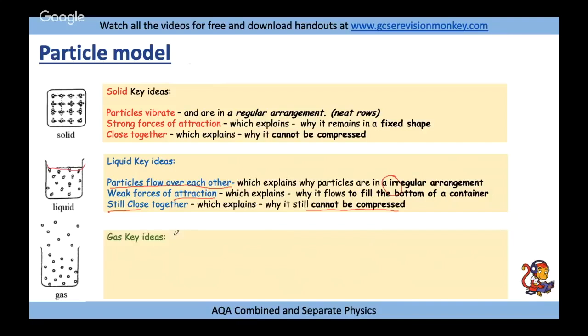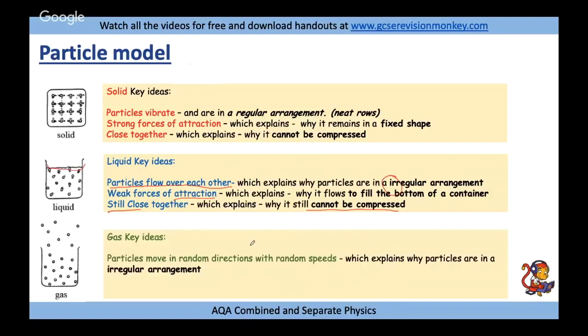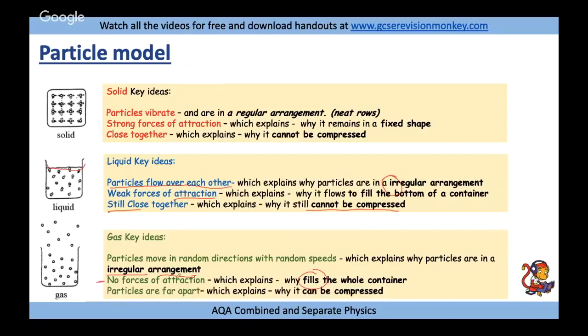Now key gas ideas then. Particles move in random directions with random speeds. This explains why particles are in an irregular arrangement. They move randomly. There are no forces of attraction. This explains why it fills the whole container when I put it in a box. And the particles are far apart. This explains why it can be compressed. And notice that the ideas of how they behave explain their properties, like the fact that liquids fill the bottom of the container and can't be compressed. Make sure you're matching them up correctly.